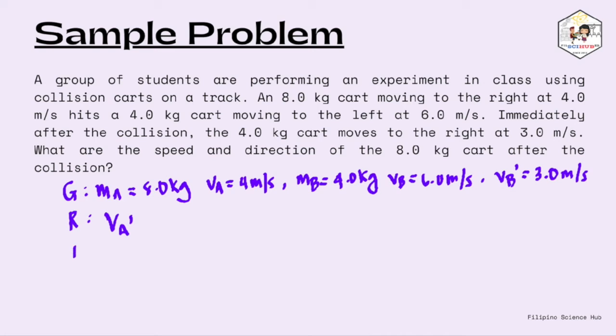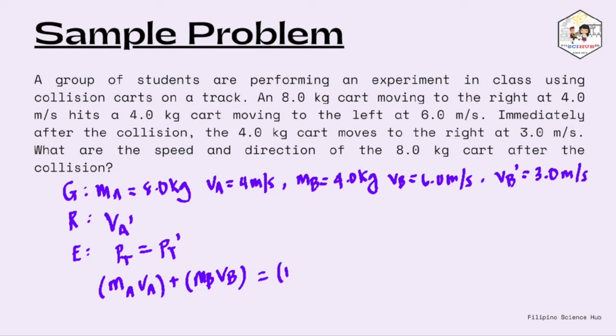And for our equation, let's recall that our law of conservation of momentum uses the equation P total before the collision, or the total momentum before the collision, is equal to the total momentum after the collision, so PT prime. And if we expand this equation, we get the mass of object A multiplied by the velocity of object A plus the mass of object B multiplied by the velocity of object B before the collision is equal to the mass of object A multiplied by the velocity of object A after the collision, so A prime, plus the mass of object B times the velocity of object B prime.